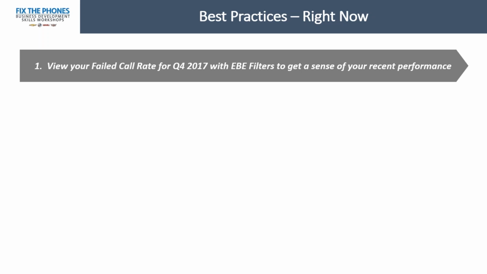First thing is view your failed call rate for Q4 2017 with the EBE filters to get a sense of your recent performance. Again, you go up to the top right, you click on October 1st to December 31st, go Monday to Friday, 9 to 5. Naturally, that'll be 5:59, and then hit that greater than 15 seconds, and just see what your numbers look like. Granted, especially in that quarter, there's Thanksgiving and Christmas, obviously.